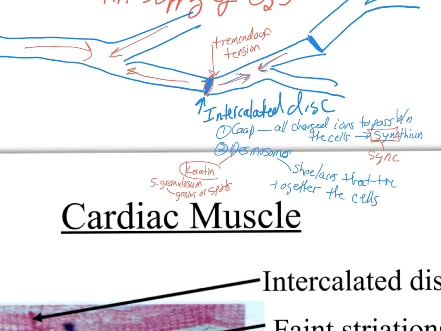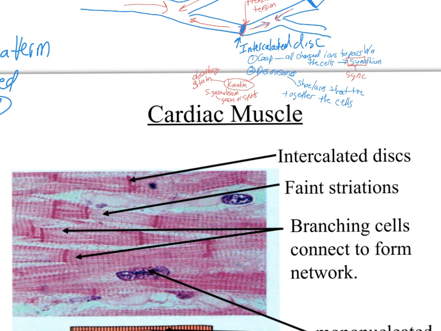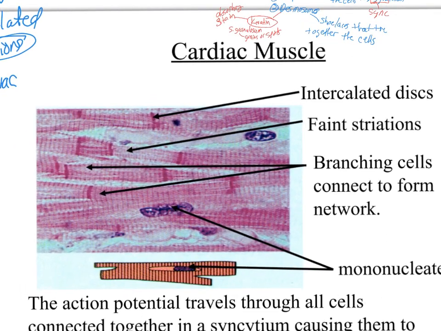So what does keratin do? It's really good at absorbing stain. Because of that, intercalated discs tend to stain a darker color. Now let's look at this drawing. So there is an intercalated disc. There is an intercalated disc. Here I can see this branching pattern, okay?